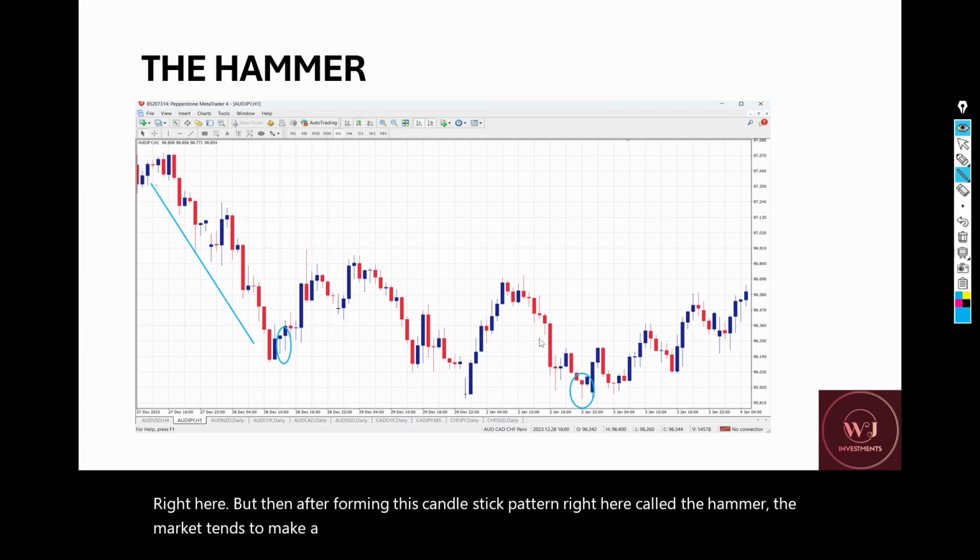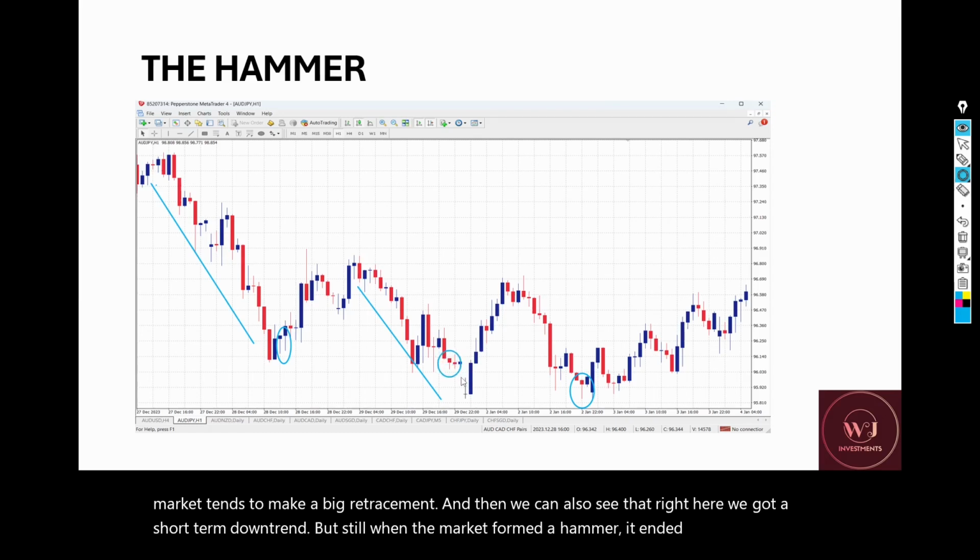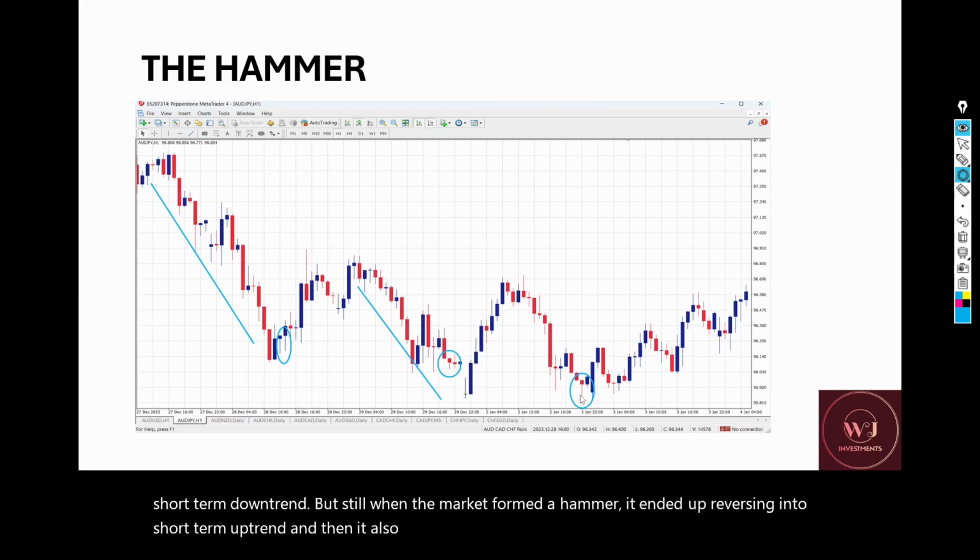And then we can also see that right here we got a short-term downtrend, but still when the market formed a hammer, it ended up reversing into a short-term uptrend. And then it also happened here. You can see it start to form this hammer and then the market reversed into a strong uptrend.